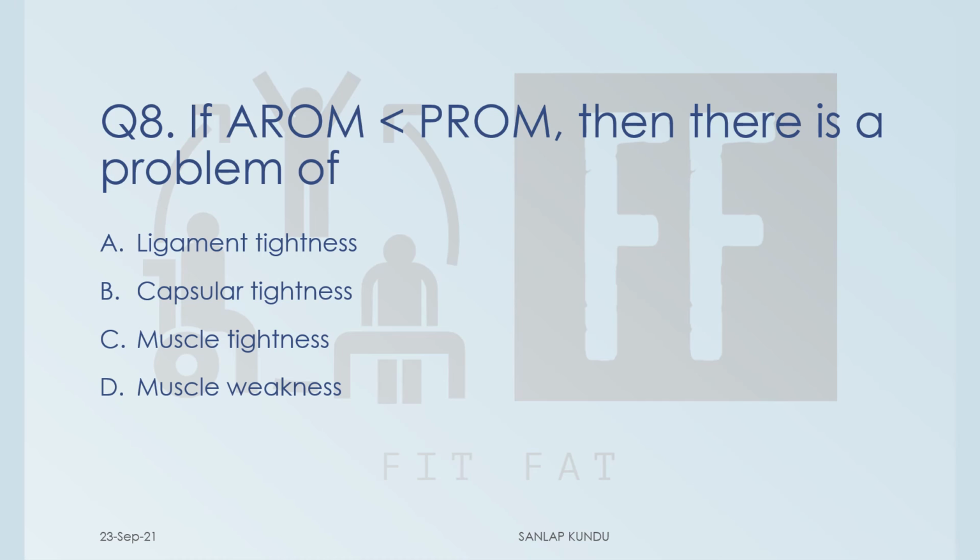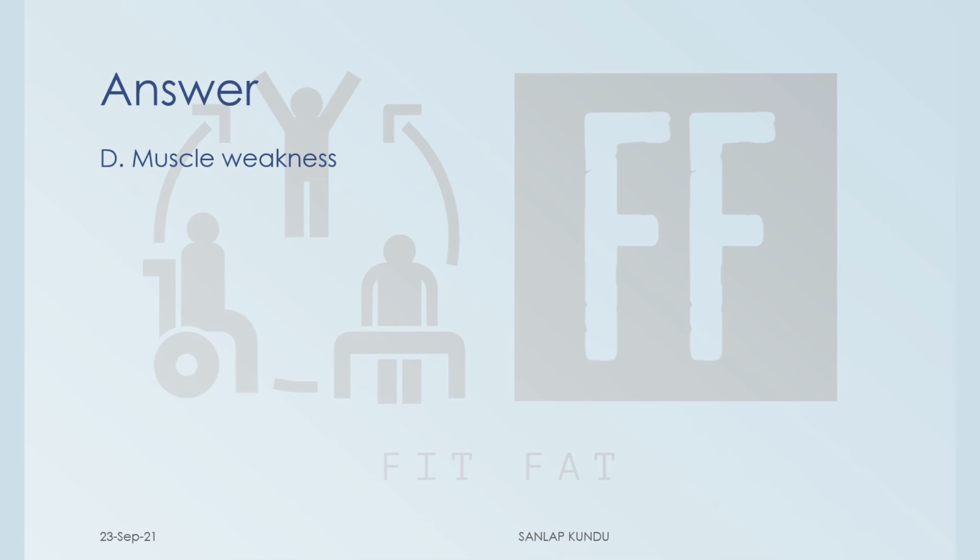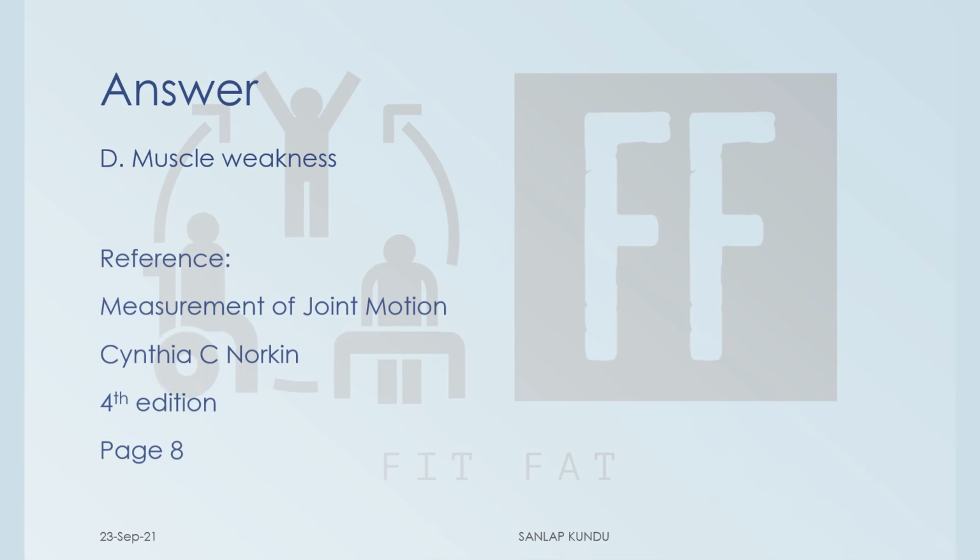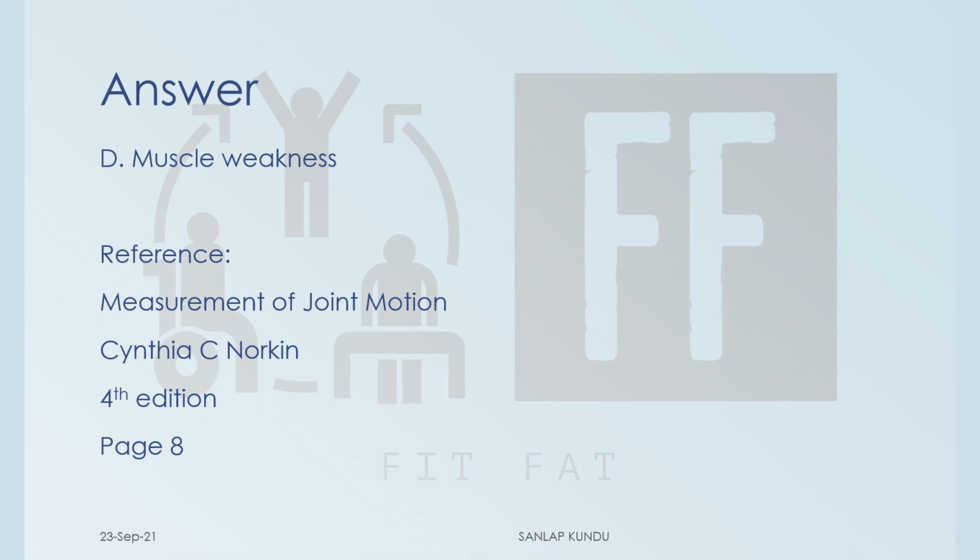Now, among these four options, option D, that is muscle weakness, correctly fits the answer. So the answer is option D, that is muscle weakness. To know more about this, you can follow the Measurement of Joint Motion by Cynthia C. Norkin, 4th edition, page number 8.